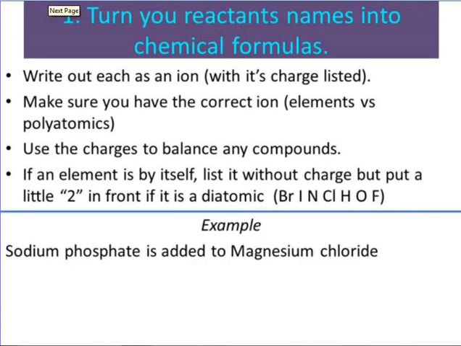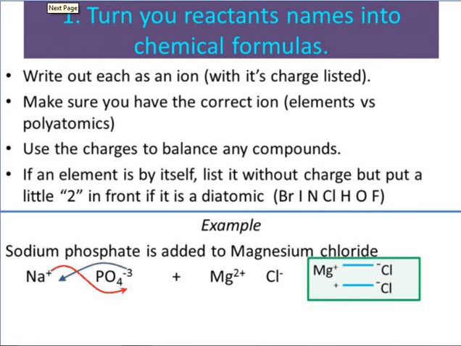So let's do an example. Sodium phosphate is added to magnesium chloride. First thing I want to do is write out the ions. Na plus, PO4 3 minus, plus Mg2 plus, Cl minus. Those are the ions for each one of those. Remember, look here, a phosphate is a polyatomic. It's not phosphide.